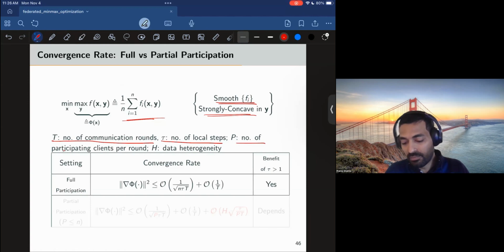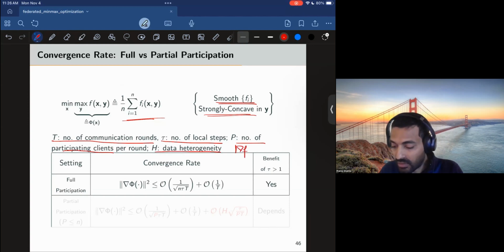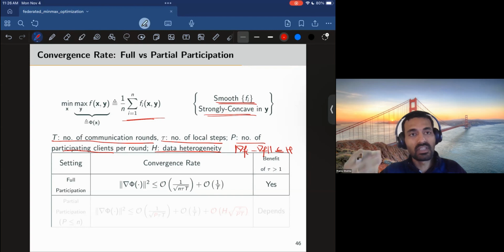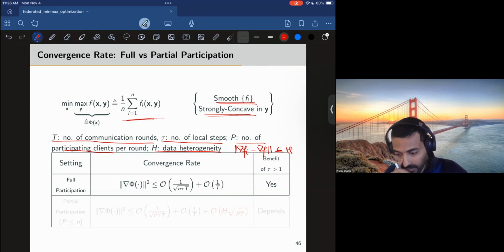P is the number of participating clients in every round. And H is the data heterogeneity across clients. So recall that we assume that the local gradient is within an H radius ball of the global gradient. Okay, in this case, let's see how the full participation and partial participation cases compare.